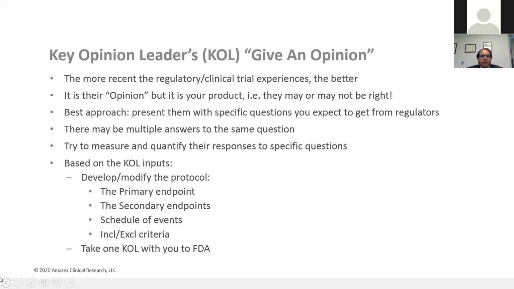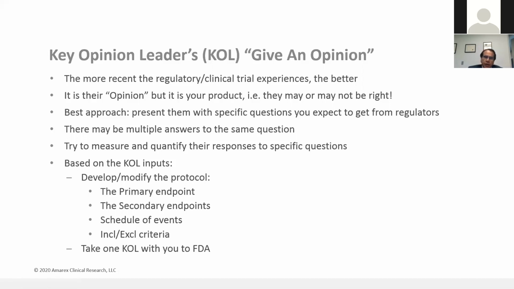And based on the key opinion leaders, you may be able to modify your protocol and add to your primary endpoint using co-primary endpoints and things of that nature, add to your secondary endpoints, absolutely, or delete some of the secondary endpoints, and other things that you can take advantage of, meaning inclusion, exclusion criteria, schedule of events, and things of that nature. But it is very, very good to be able to use the key opinion leaders.